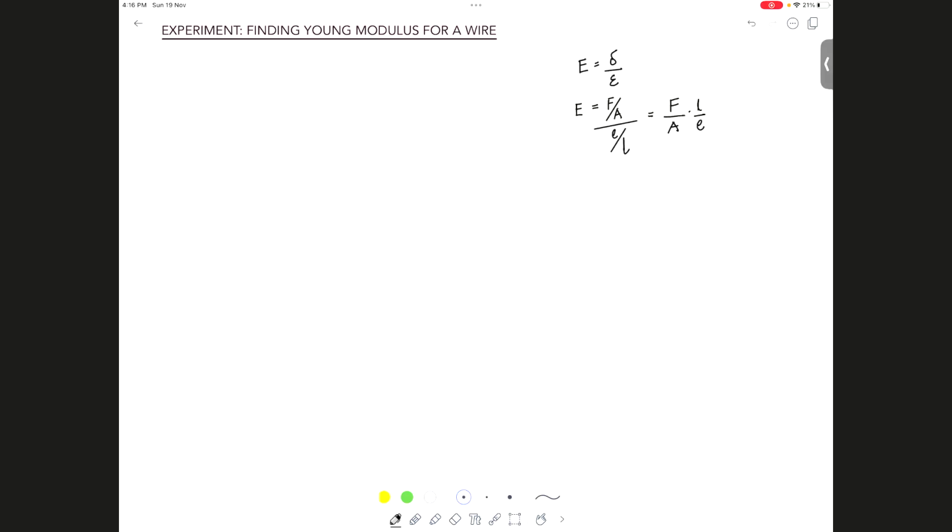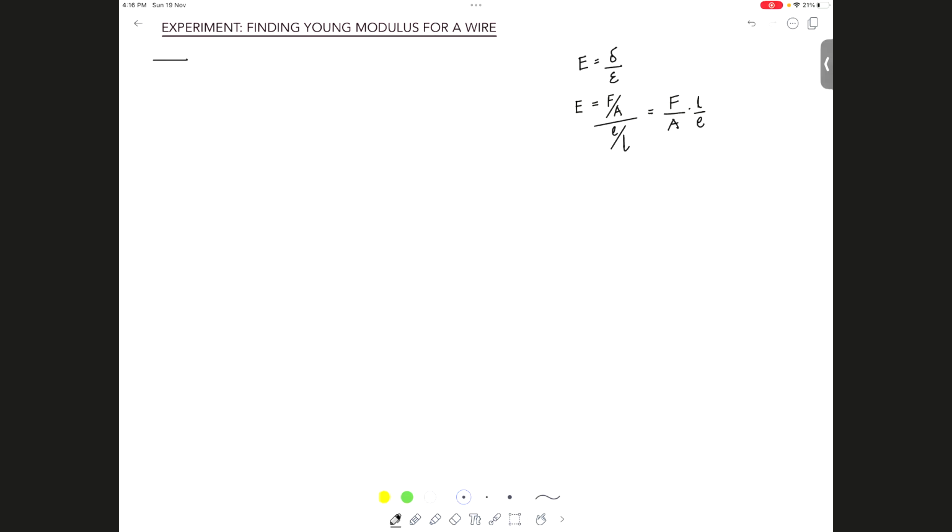So how do we do this? There are two options out there. One is you take your wire and you hang it from a height and put a mass here, and you find the force. So force would be what of this mass? Weight, right? So W equals mg.